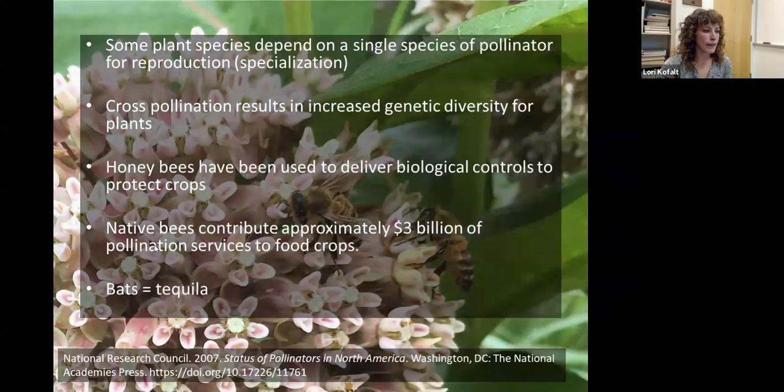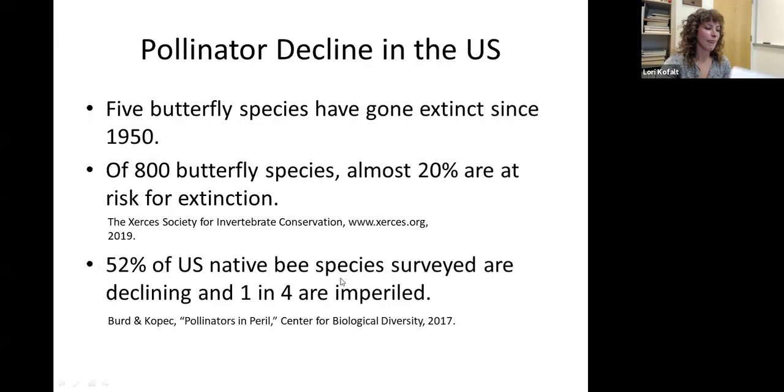And then native bees contribute approximately $3 billion of pollination services to food crops. So they do a lot of the same legwork that honeybees do for us. And the last I found, which I did not know, bats are the primary pollinators for agave plants, which are used for making tequila. So without bats, we would not be able to have any margaritas.